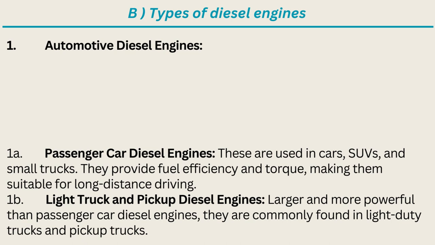1A. Passenger car diesel engines. These are used in cars, SUVs, and small trucks. They provide fuel efficiency and torque, making them suitable for long-distance driving. 1B. Light truck and pickup diesel engines, larger and more powerful than passenger car diesel engines, are commonly found in light-duty trucks and pickup trucks.